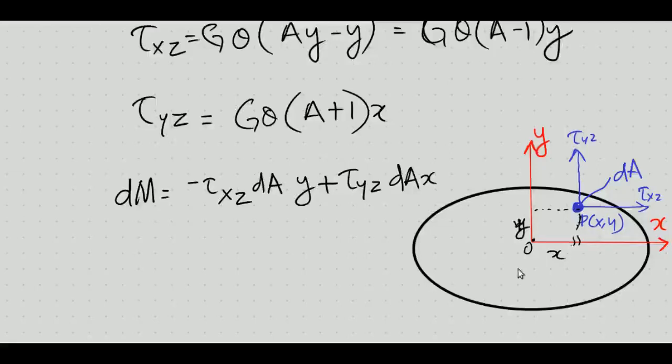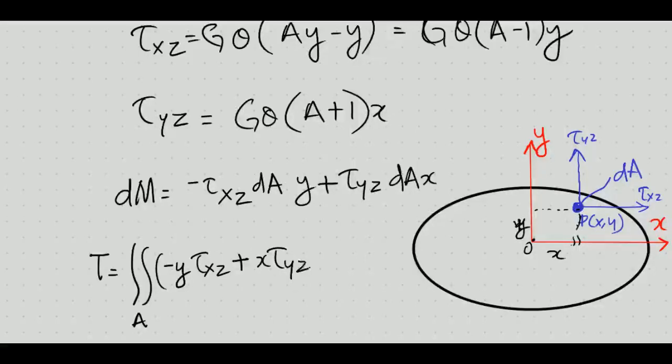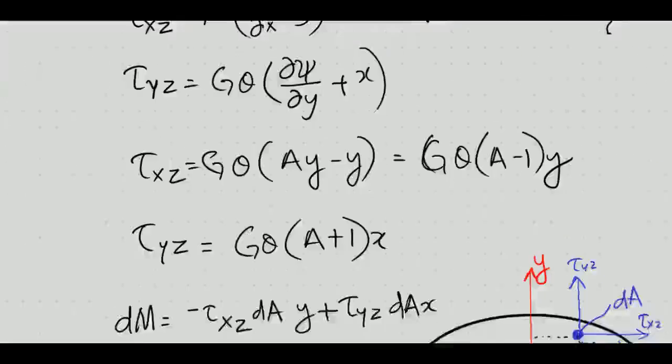But we know that to maintain equilibrium, that should be equal to the torque applied on the end faces. So we can write T is equal to the integral over area, minus y into tau xz plus x into tau yz, dA, taking dA out. Here we have calculated the equations for tau xz and tau yz.